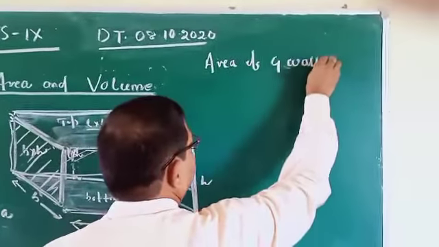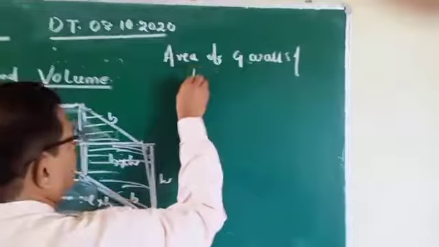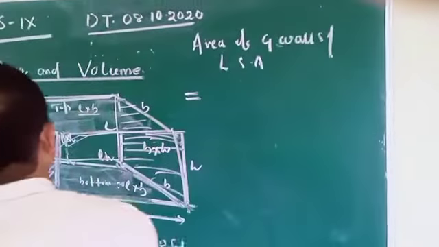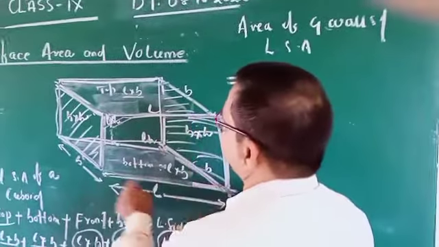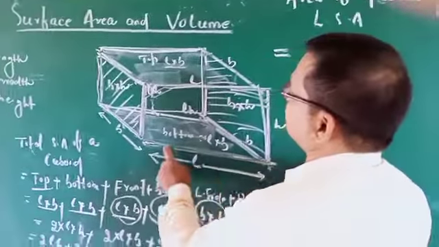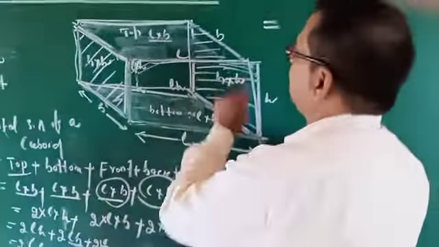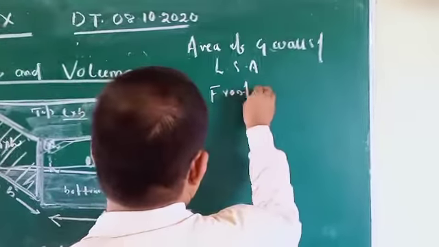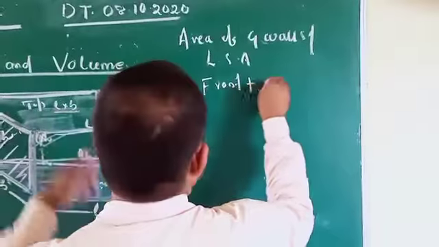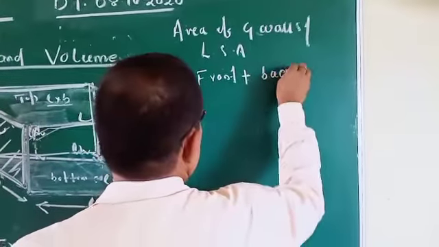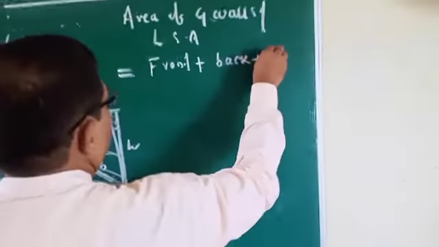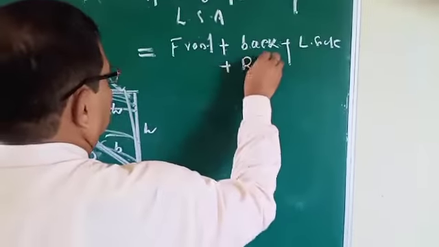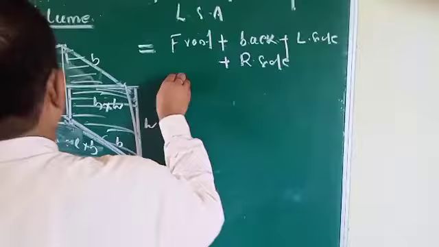So area of 4 walls, or you can say lateral surface area, is equal to, you see front, this is L and this is H, L into H, front, plus back, plus left side, plus right side.